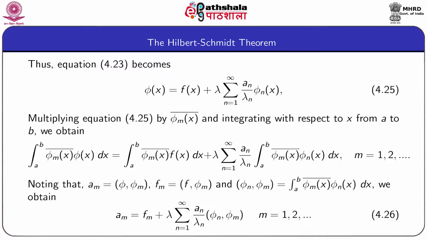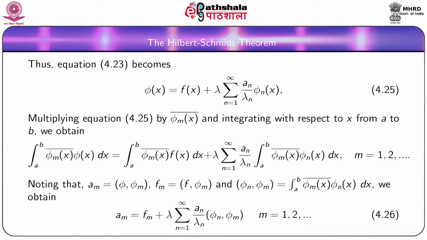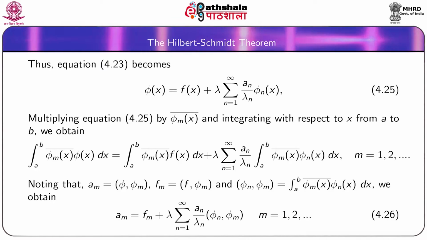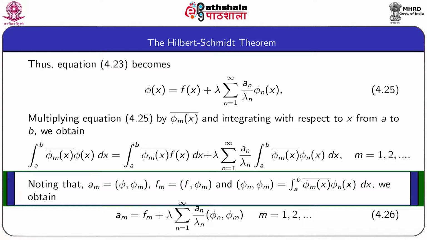integral a to b phi m bar x phi x dx equal to integral a to b phi m bar x fx dx plus lambda into summation n equal to 1 to infinity a n by lambda n into integral a to b phi m bar x into phi nx dx, where m ranges from 1, 2, 3, 4, etc.